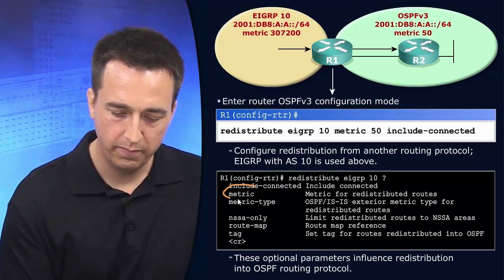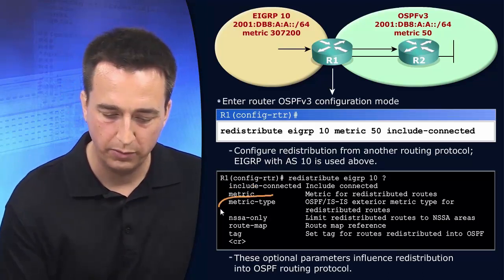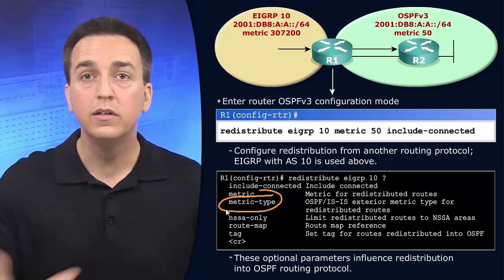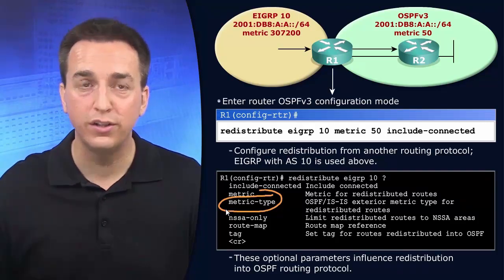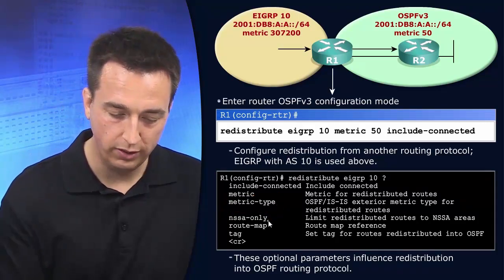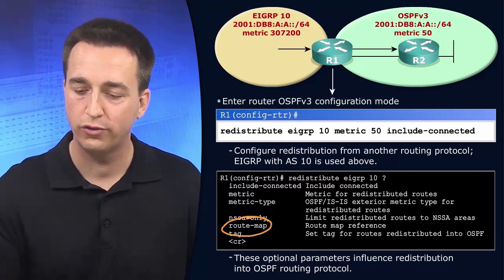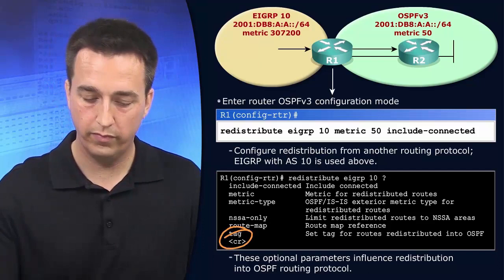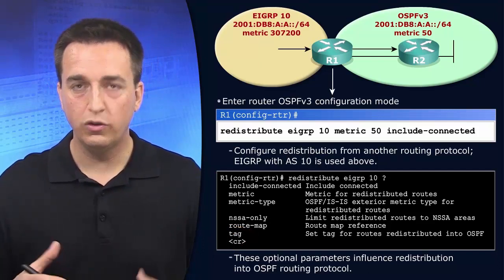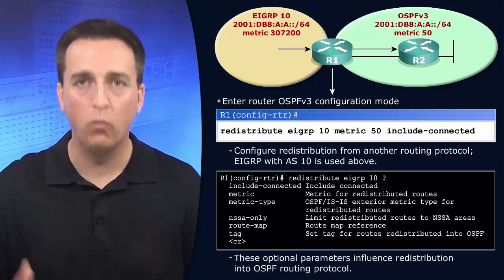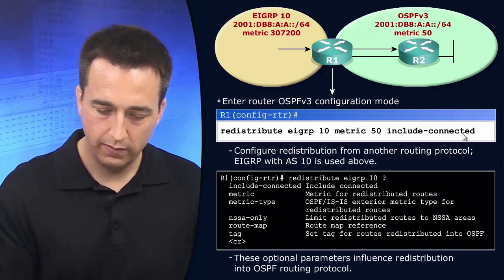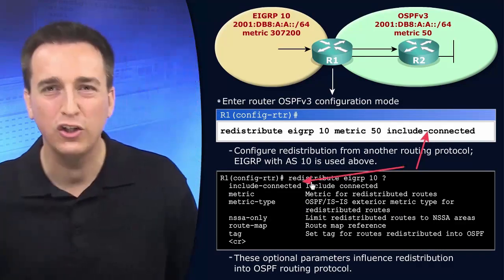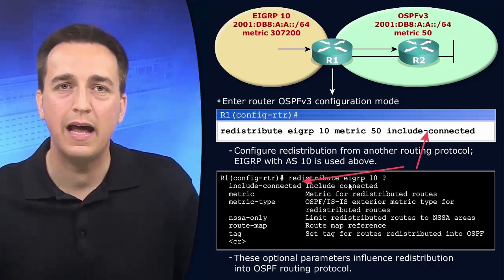As we see down here, you can change the metric type as well. We're still dealing with E1, E2s. So you can change it to E1. E2 is still the default. Still can apply route maps if you want granular control. And you still have the ability to tag those routes. So all of that's the same, except for one. And that is include connected. Include connected. What does that mean?